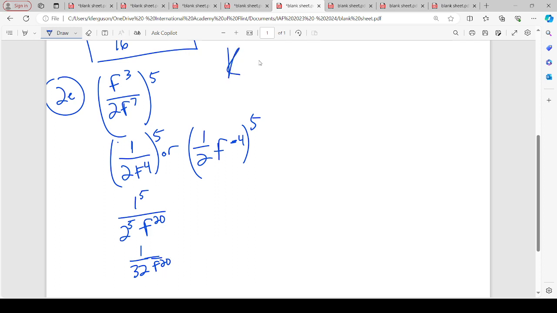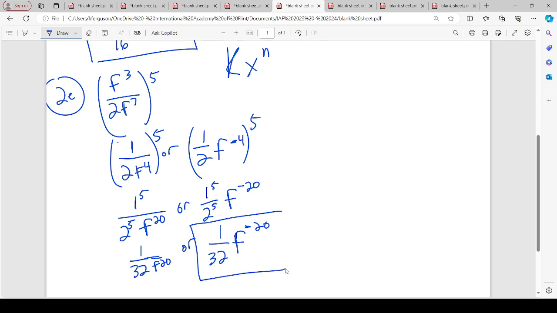Now, but see, that's the thing. The problem wants k x to the nth power form, so I couldn't leave it like that. So let's do it like this. I got 1/2 times f to the negative 4th power, so I got 1 to the 5th power over 2 to the 5th power, and then f to the negative 4th power. Negative 4 times 5 is negative 20. So when I simplify it, I'm going to have 1 over 32 times f to the negative 20. And that's what I want. That's my answer, because that's in k times x to the nth power form.